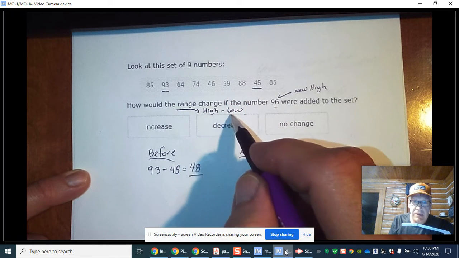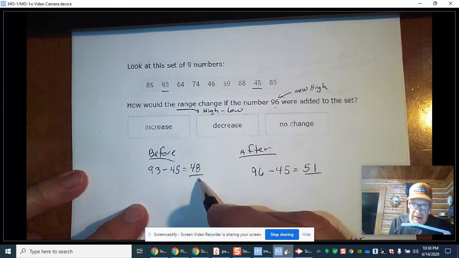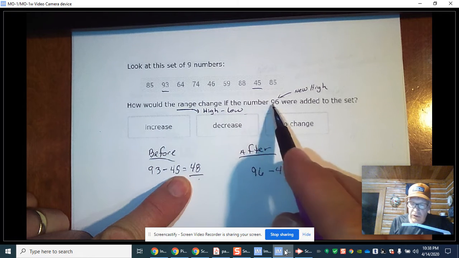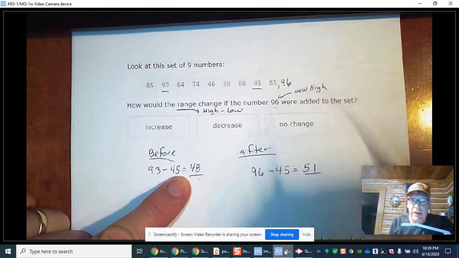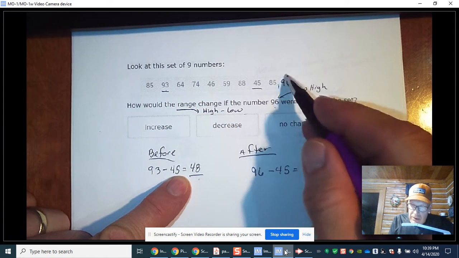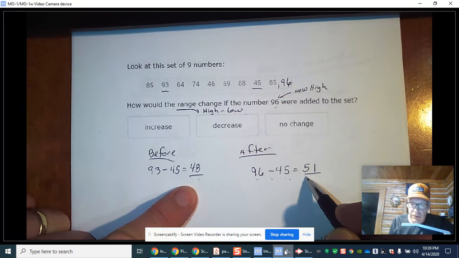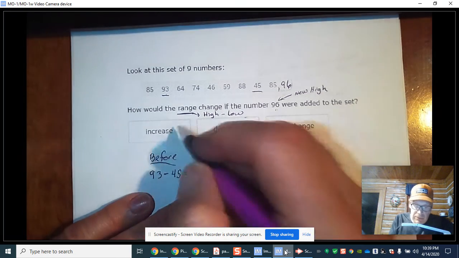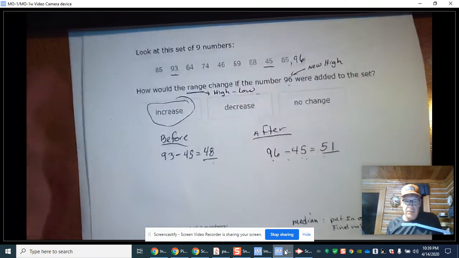The range is the high subtract the low. The high is 93, the low is 45. I subtract them, I get 48. Now the question asks, how would the range change if 96 were added to the set? That would be my new high. So I write that, subtract 45, and I get 51. To answer the question, it went from 48 to 51. That's an increase. All right, the next one.